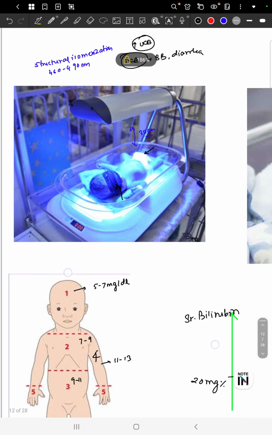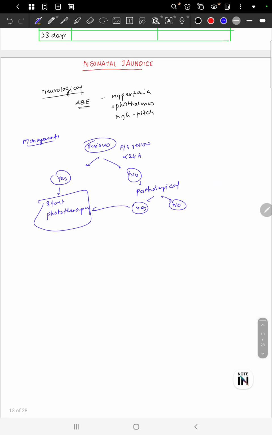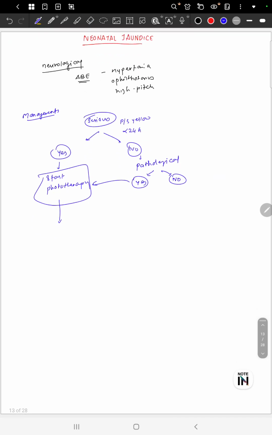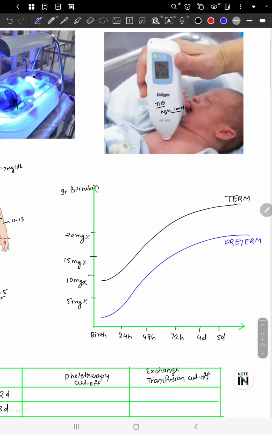Now coming to the management protocol again. In the management protocol, start the phototherapy as soon as possible, and then further we are going to assess the normogram. Now what is this normogram? Over here you can see this is the normogram. This normogram tells us whether we should continue the phototherapy or we should stop the phototherapy. The blue colored one is for preterm, and the black colored one is for term.